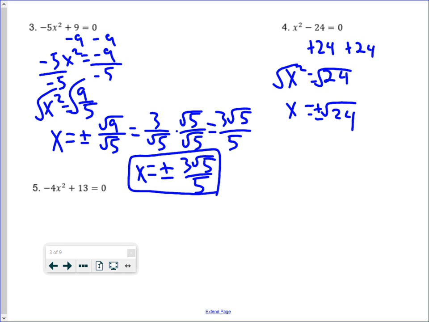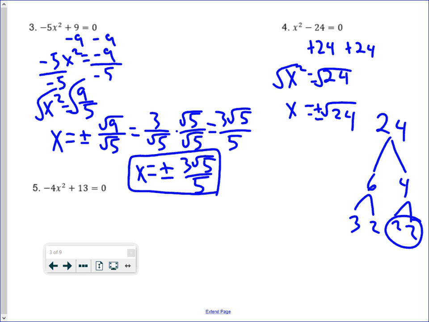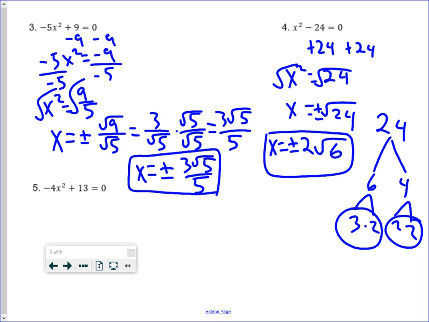We can do a prime factorization of 24 to simplify it some more. So if we make a little tree out of it, we get 24. We use 6 and 4. 3 and 2, and 4 is 2 and 2. We have one pair of 2s. We don't have pairs of anything else. The only thing we take out is one 2. So we're left with x equals plus or minus 2. What's left over is 3 and 2, so we multiply those two together, and we get square root of 6. And that's what our answer is going to be for 4. Let me just isolate that a little bit. Okay?